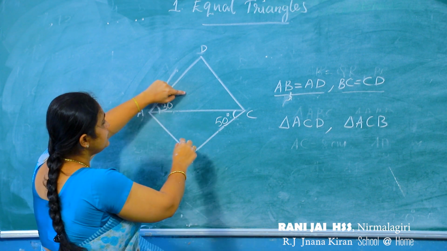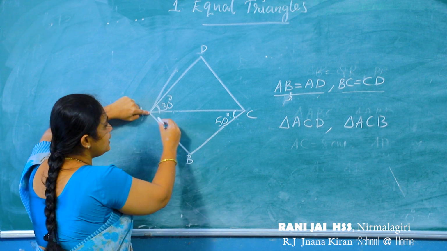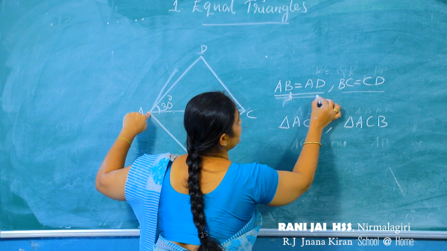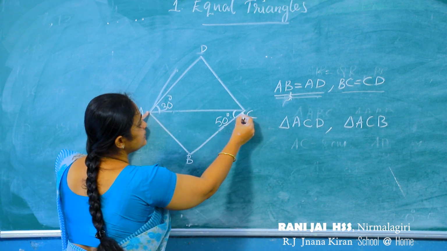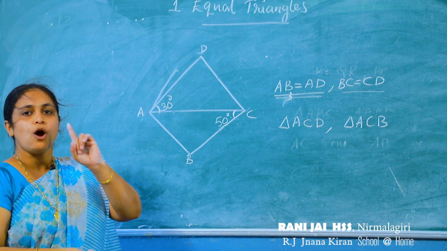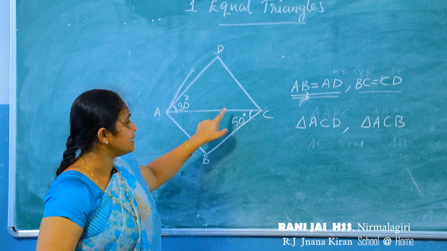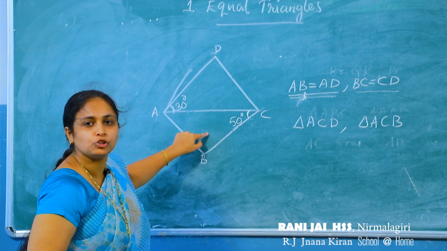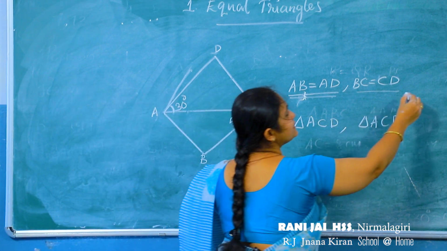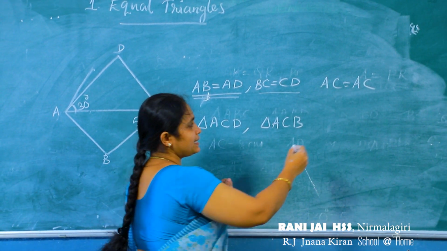Okay. Now, in these two triangles, first we consider AB equal to AD. Now, consider BC equal to CD, and in these two triangles, one side is common. Which side? AC. AC is common to both of these two triangles. Therefore, we can write AC equal to AC, common side.